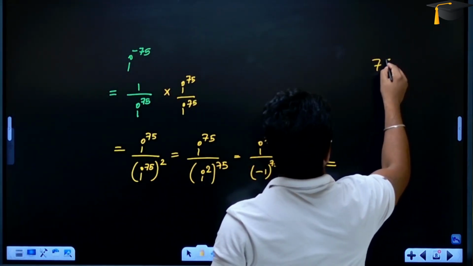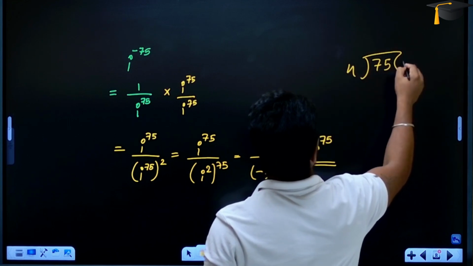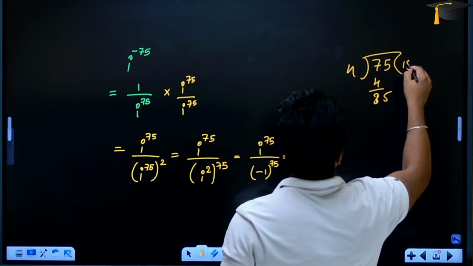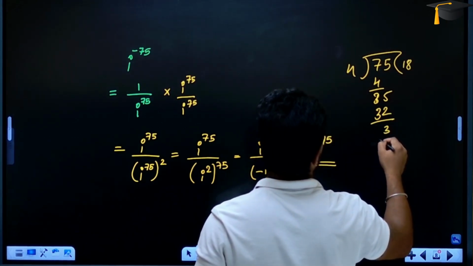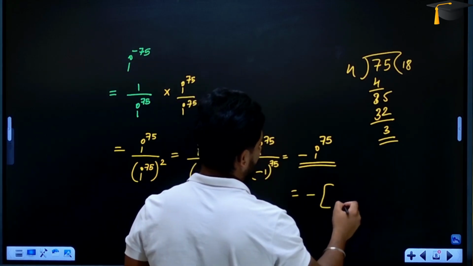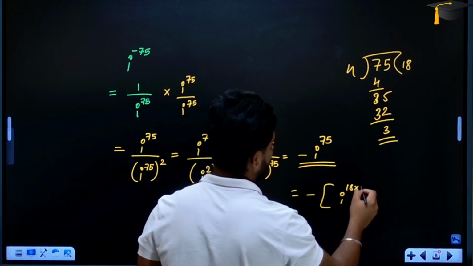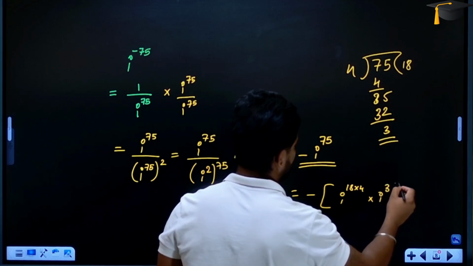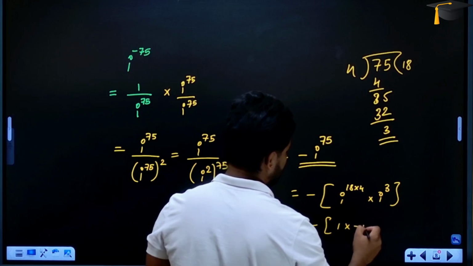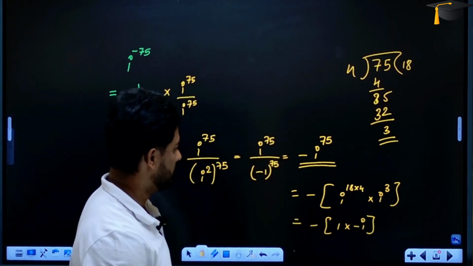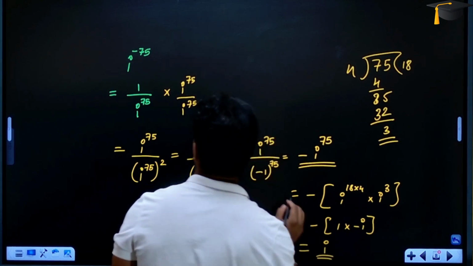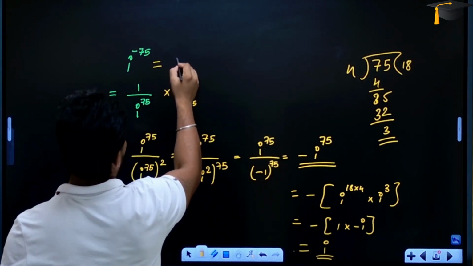So divide 75 by 4. 4 1s are 4, 3 remains, 5. 4 8s are 32, 3 comes down, 30. So now it is minus I to the power 18 into 4 into I to the power 3. Correct? So it is minus 1 into I to the power 3, which is minus into minus I, so it is plus I. So I to the power minus 75 value is I.